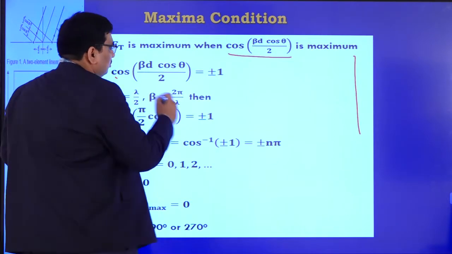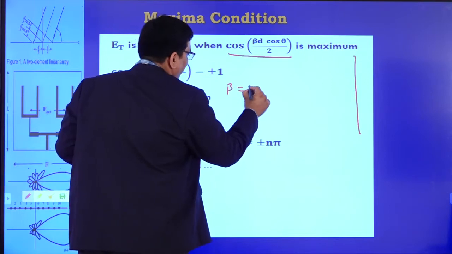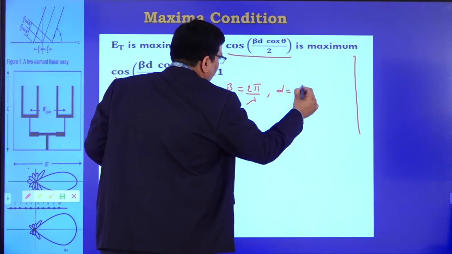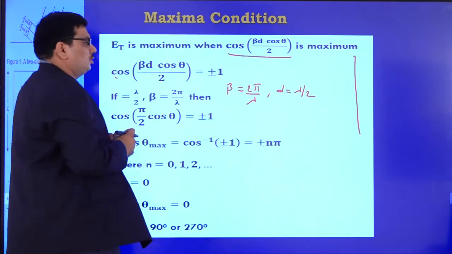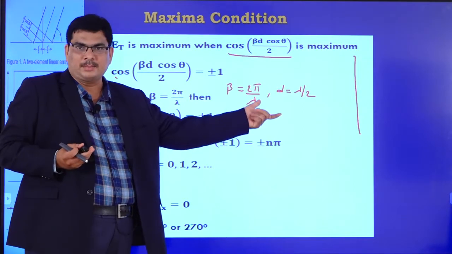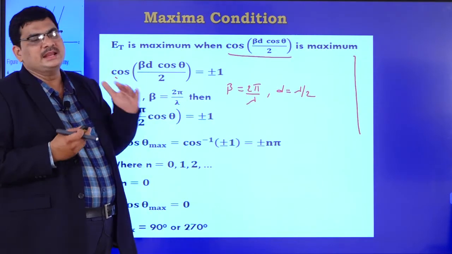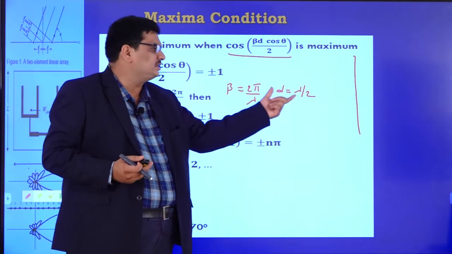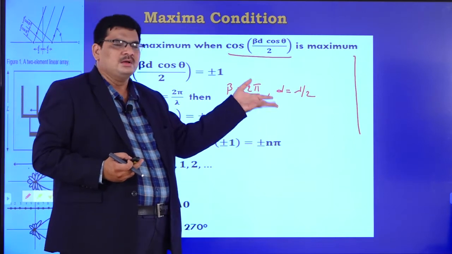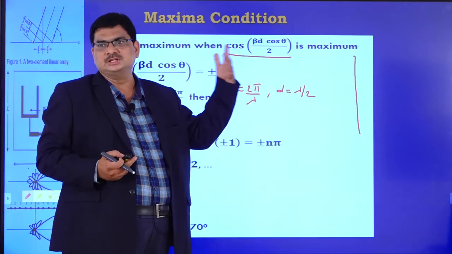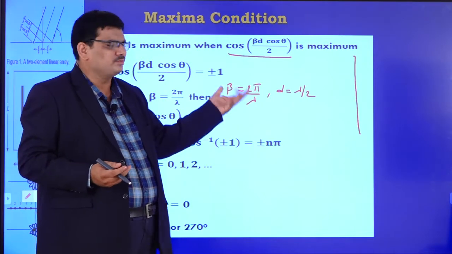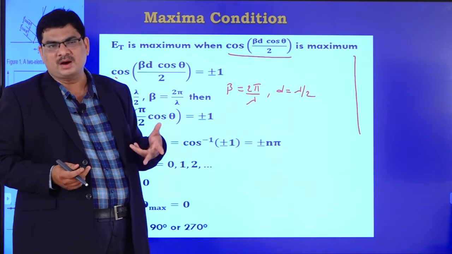and we know that beta is equal to 2 pi by lambda, that is the phase shift, and d is equal to lambda by 2. So, we are just calculating this for d equal to lambda by 2. If you want to find out for any d values, you can just change the d values and find the maximas and minimas. So, you can find for d equal to lambda by 2 or d equal to lambda or d equal to 2 lambda. You can use any value for d and you can find out the maxima and minima values.